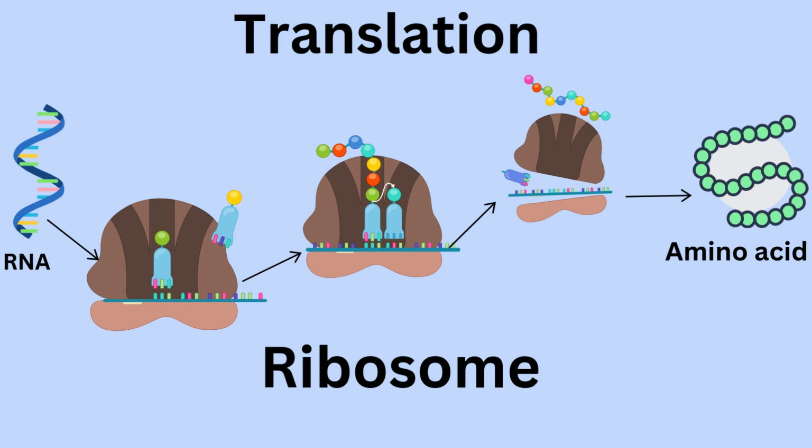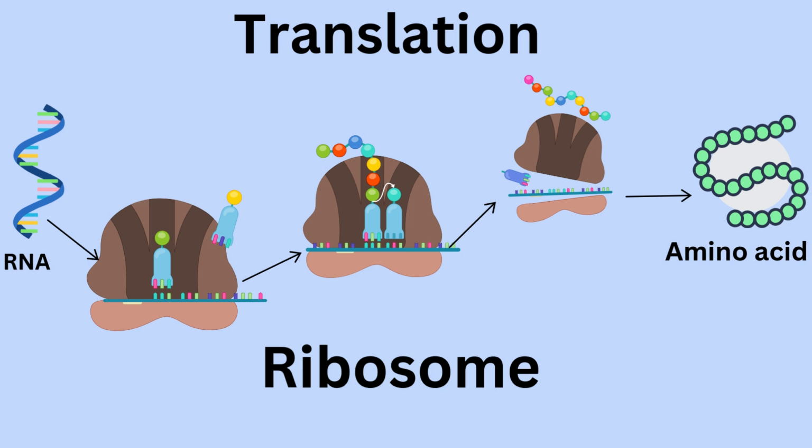The next part is translation. Translation happens in the ribosome. This is the process when the mRNA enters the ribosome, and the ribosome reads the mRNA three bases at a time. Each group of three bases is called a codon. So the first three bases are called a codon, the next is called a second codon, and so on.